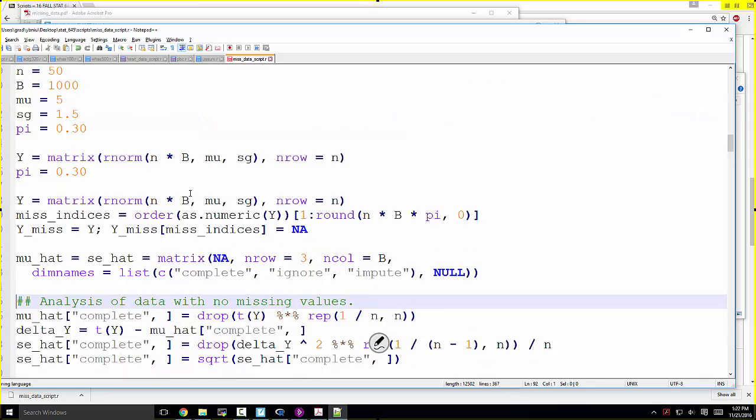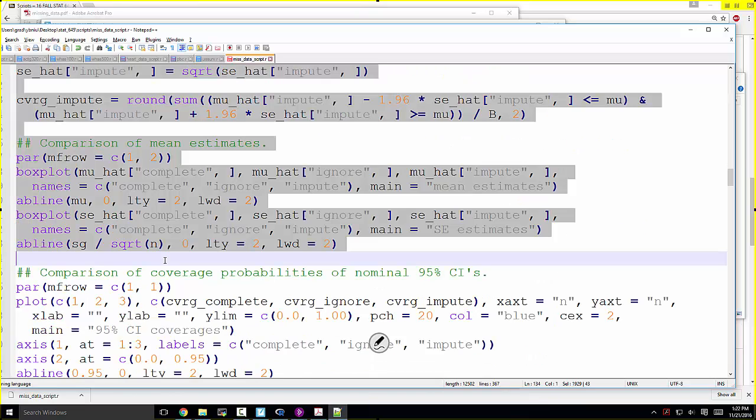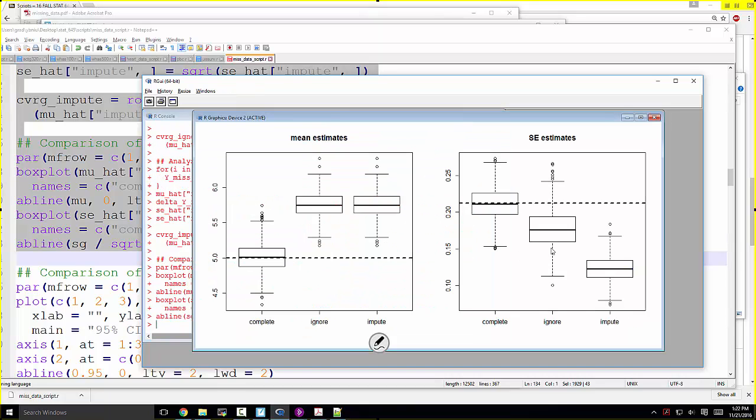Let's run all of this and then take a look at a couple of pictures. Same code as above. And here's the picture that we made at the beginning. Comparison of means and comparison of standard errors after 3 different approaches. So complete case is the gold standard. This is where there were no missing values. So there were no missing data in the complete case. And we have the mean estimated correctly. We have the standard error of the mean estimated correctly. This is 1.5 divided by the square root of 50, is right around there.